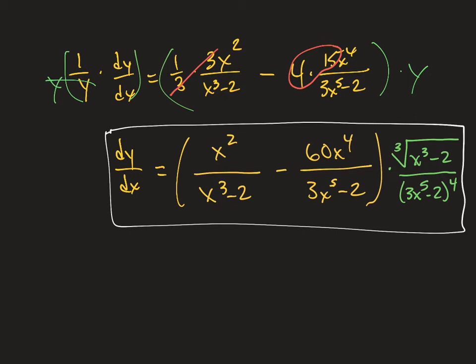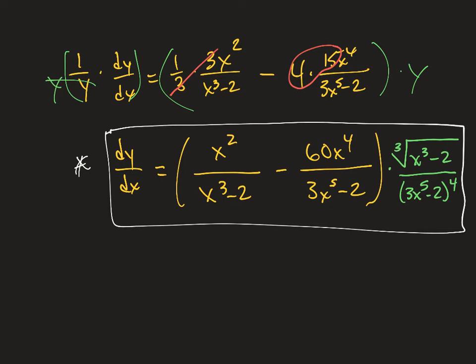And I'm not expecting you to distribute this and simplify and cancel or anything like that. We want to get the derivative written down. If we need to know the rate of change, we can always plug x in and make the computation. But we've used logarithmic differentiation to get a derivative formula for that crazy function.